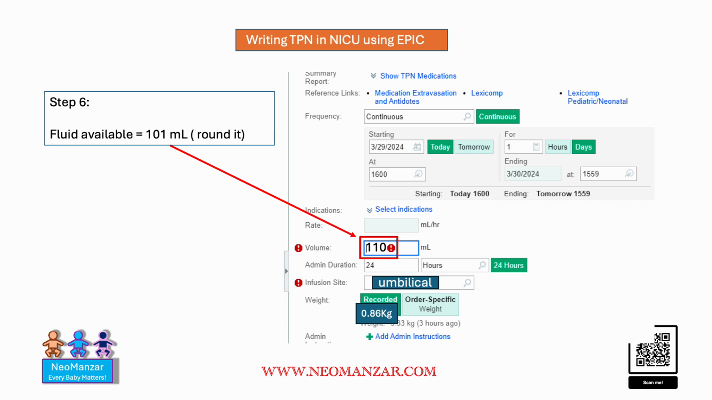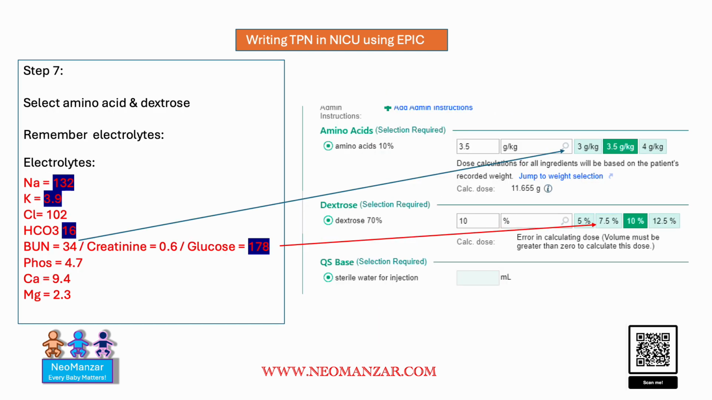So you write there and you see the weight is there, and always select which infusion site you want to use. If it's a PICC line, you select central there. If it's an umbilical line, in this case, we have selected umbilical line. So next step, you are going down the TPN.